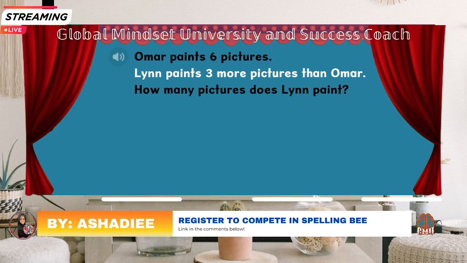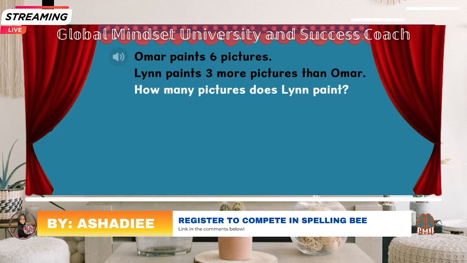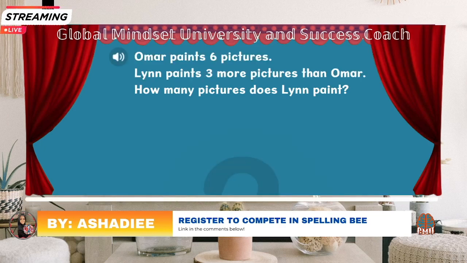Omar paints 6 pictures. Lynn paints 3 more pictures than Omar. How many pictures does Lynn paint? So the answer for this one is going to be 6 minus 3. You have to go ahead and solve 6 minus 3. 6 minus 3, put up 6 fingers. Take away 3. 1, 2, 3. That would be 3 left. So 6 minus 3 equals 3.